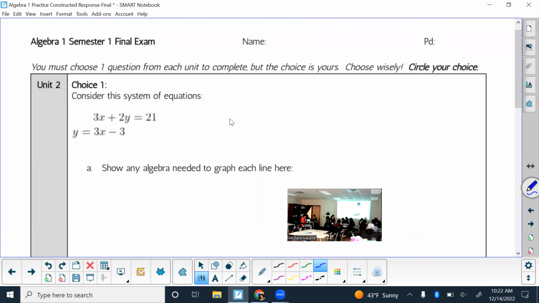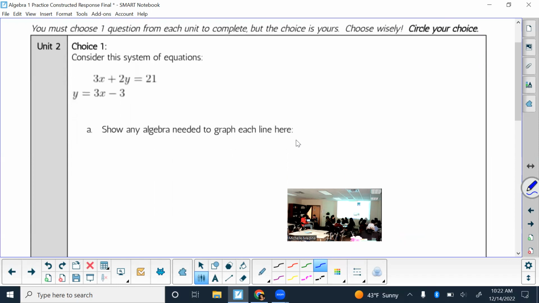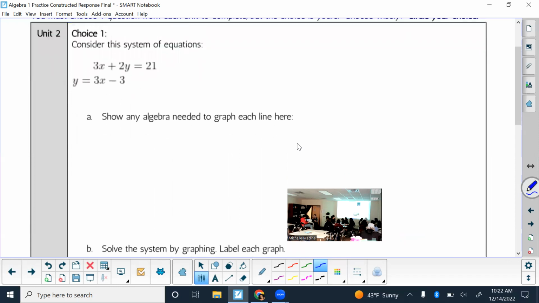Do you guys know how to graph systems? Okay, well then we'll go over this. So this isn't on your paper. Feel free to jot it down somewhere else where there's free space. I think after the first page on the bottom, you can just write unit 2, choice 1, and take notes. Maybe that example. So that's this one. 3x plus 2y equals 21, and y equals 3x minus 3. So if you choose this one, I think choice 2 is easier, but this one, you need to know it anyway.